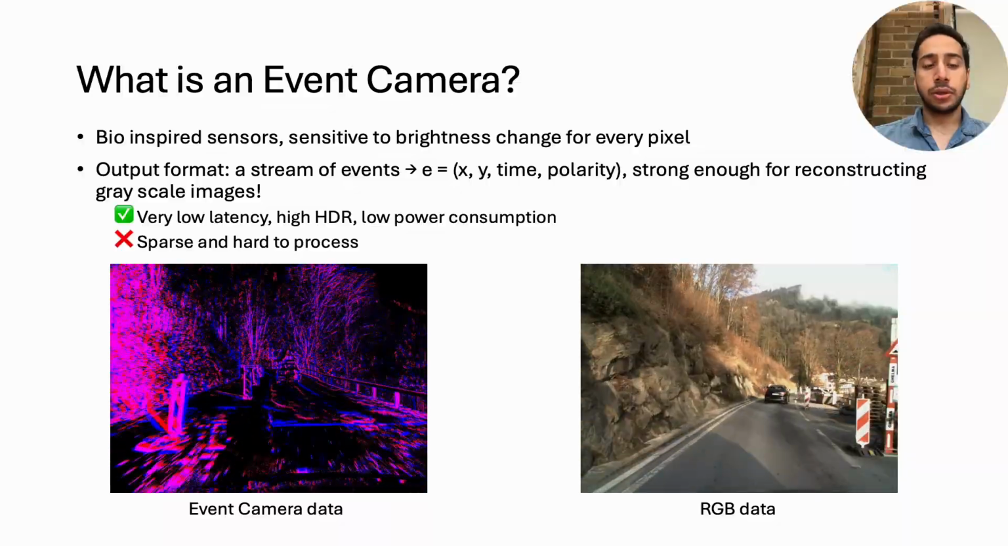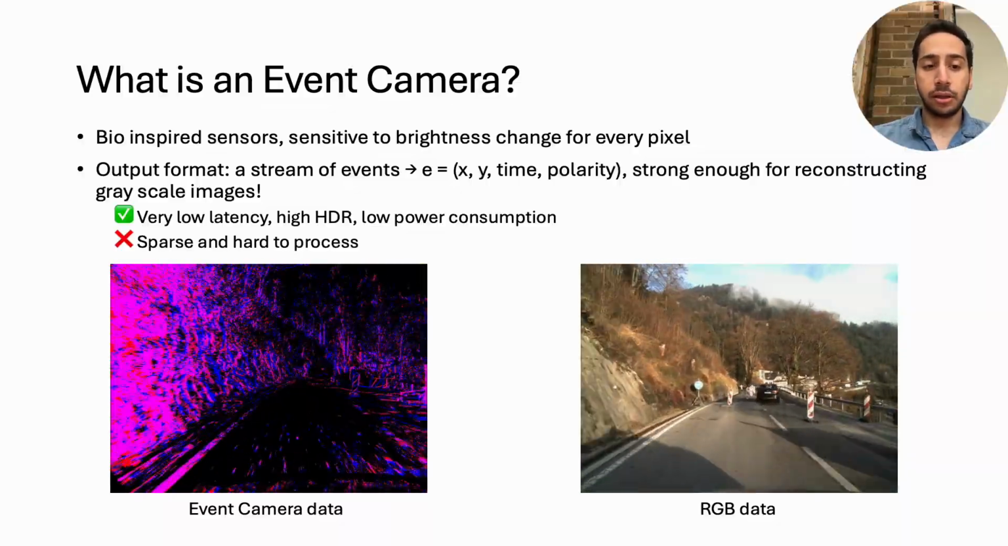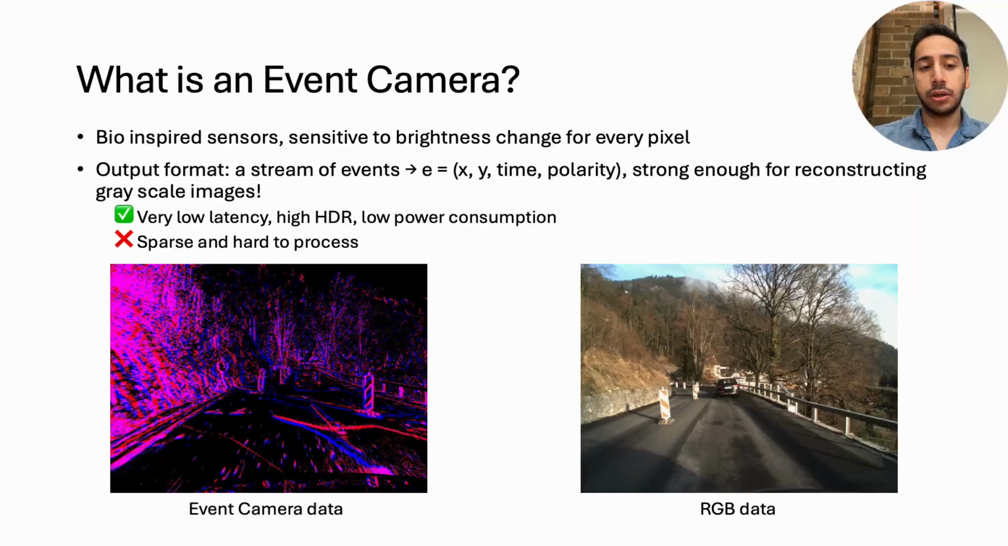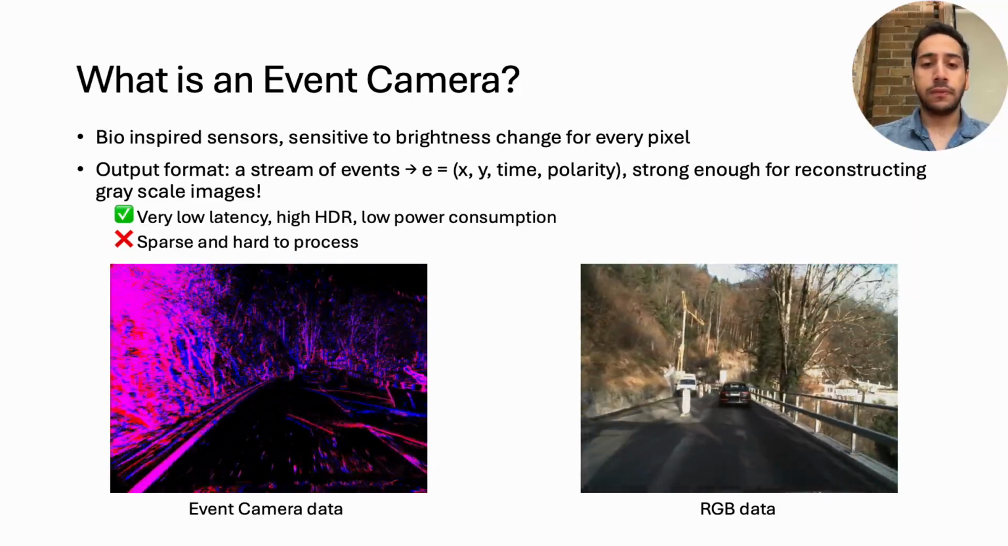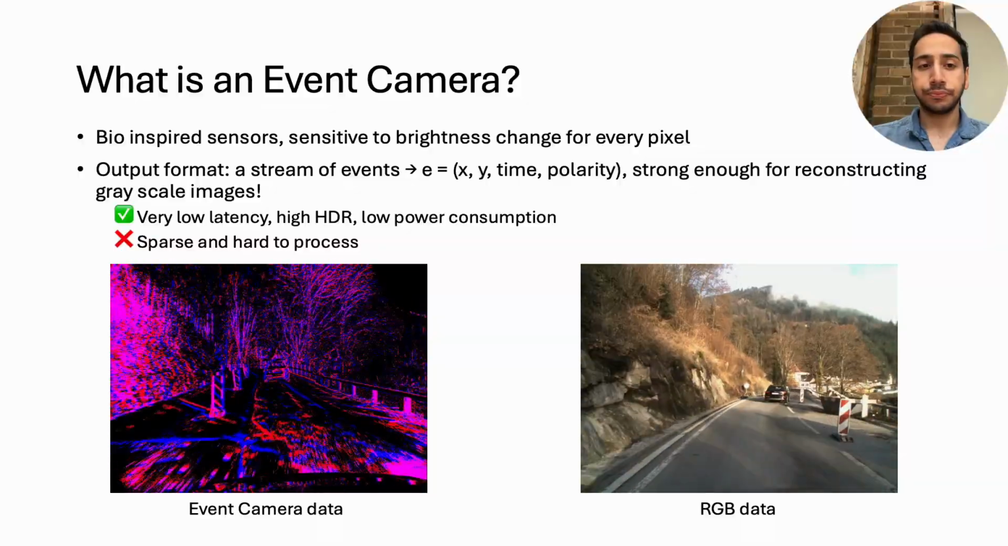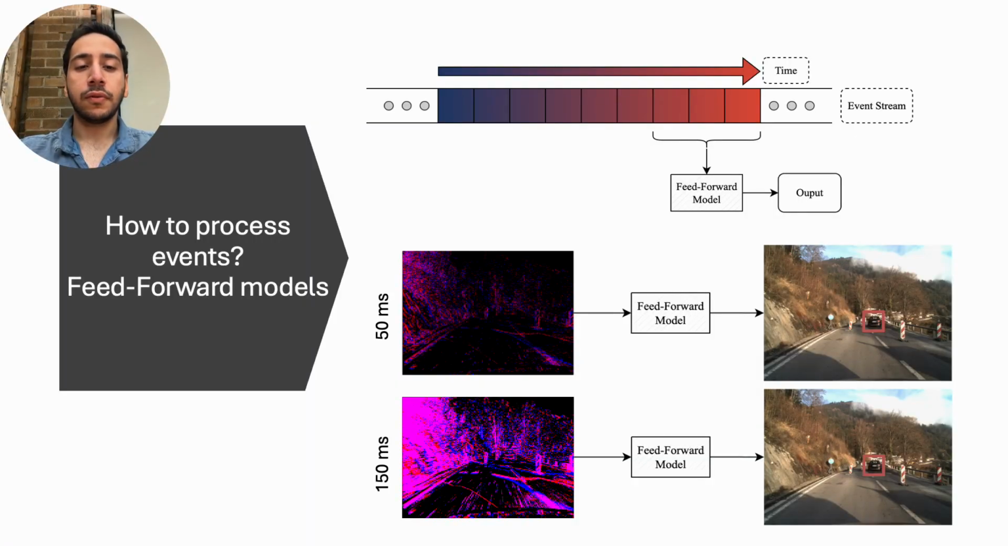Also, these sensors offer very low latency, high HDR, and low power consumption. On the other hand, the data is sparse, and because now we have a stream instead of a frame, it's harder to process. Now the question is, how can we process events?